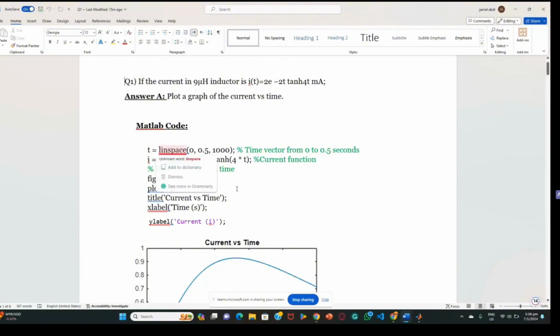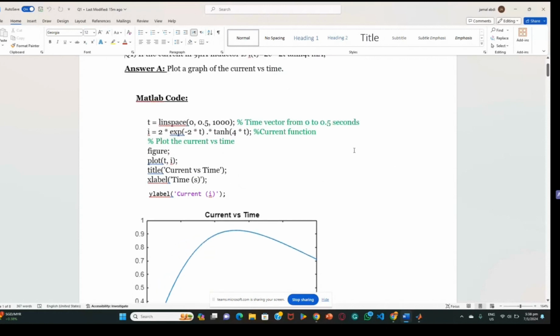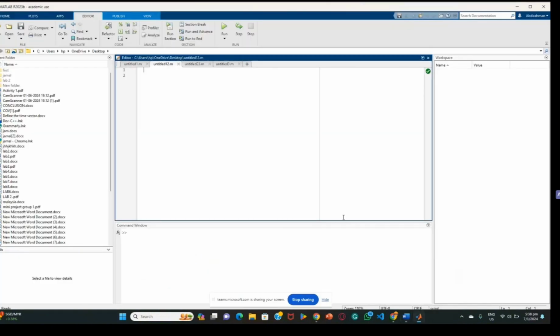So this is the MATLAB code that I used. The first line is the time vector from 0 to 0.5 seconds, and the second line is the current function, and this is the plot. So this is what I answered in MATLAB. So we check another time. I will copy the code and go to MATLAB and paste it here.